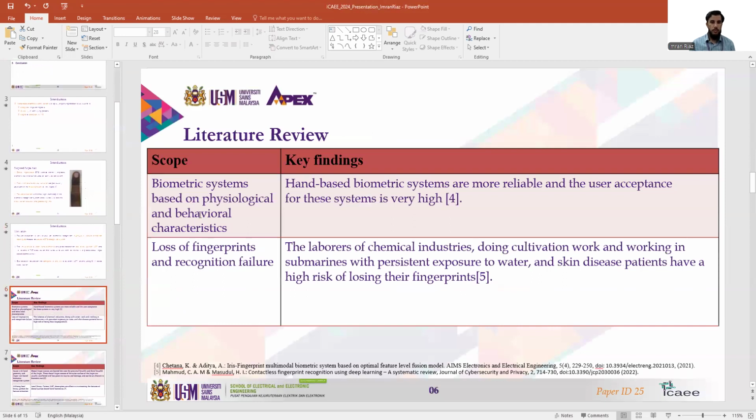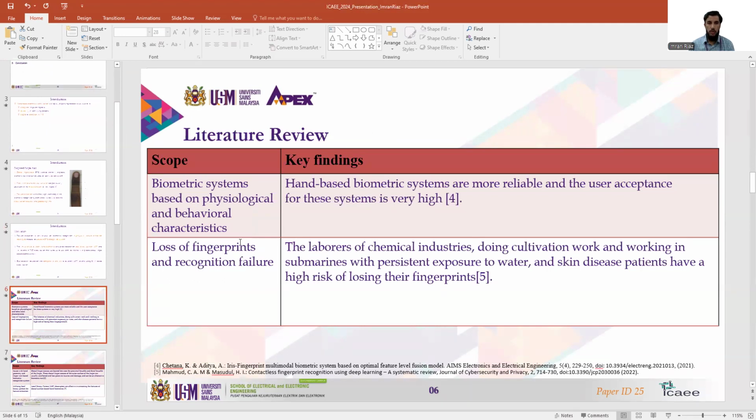If we consider the literature review, in this study, the first one, the biometric systems which are based on the physiological and behavior characteristics, the main key finding was that the hand-based biometric systems or the hand-based features are more reliable and the user acceptance for these systems is very high.